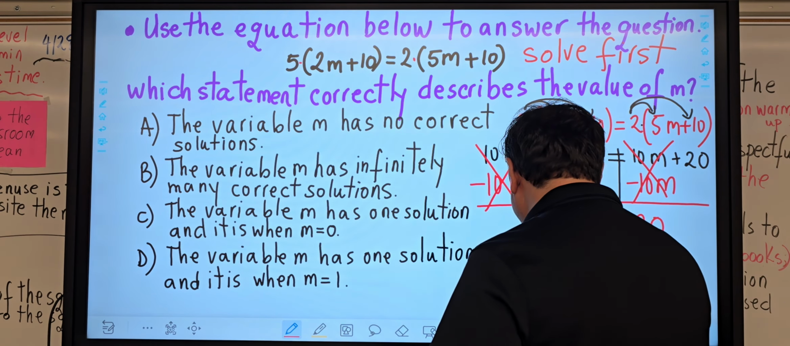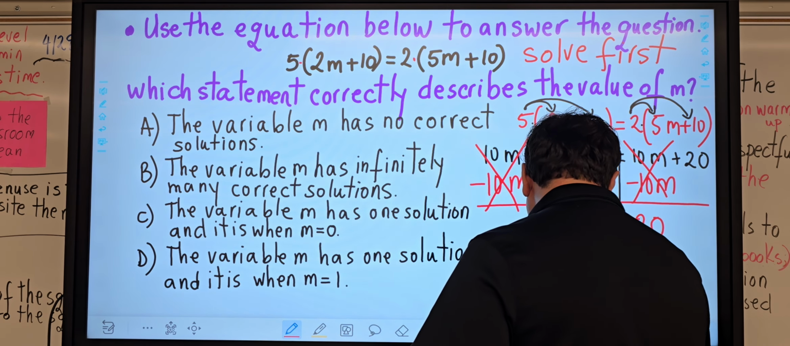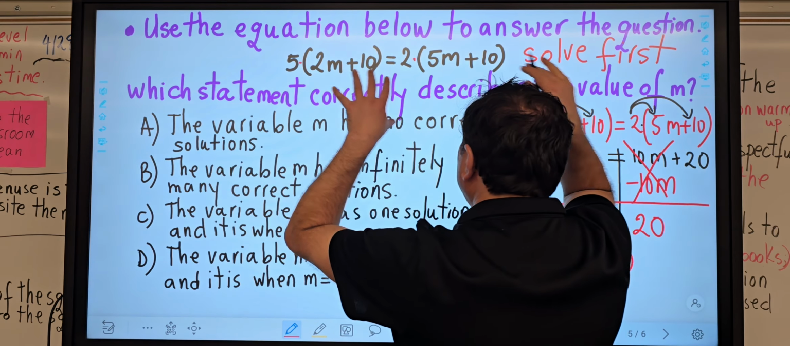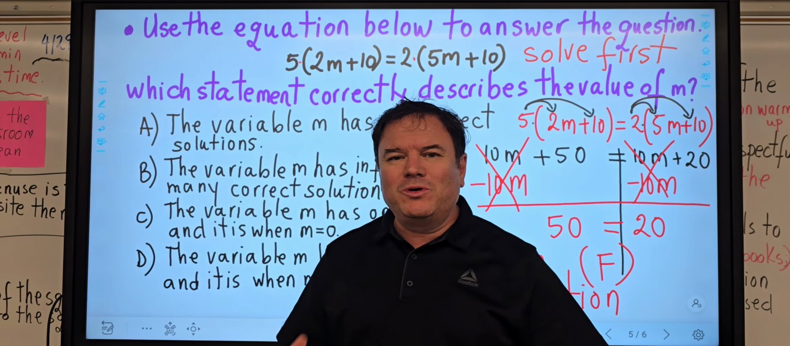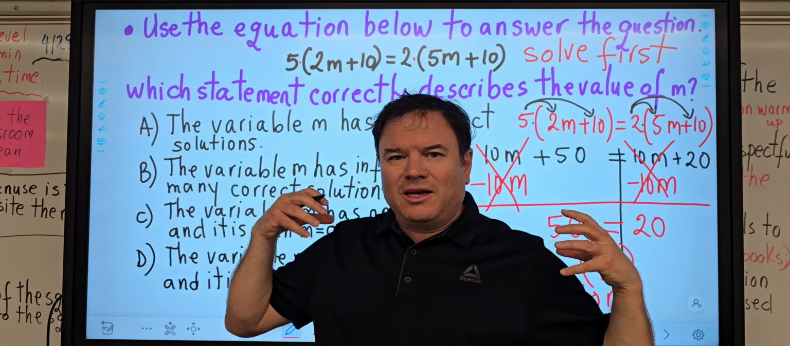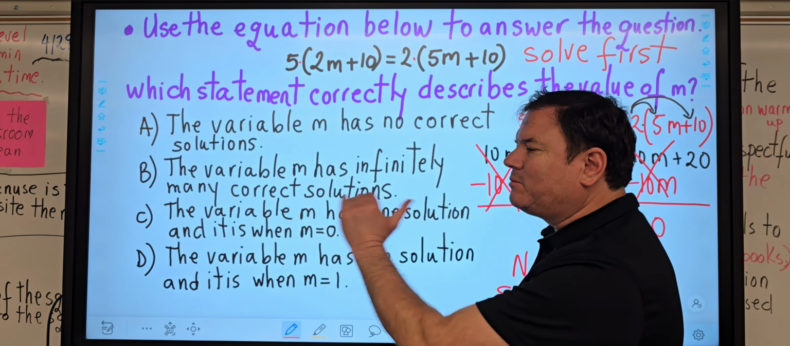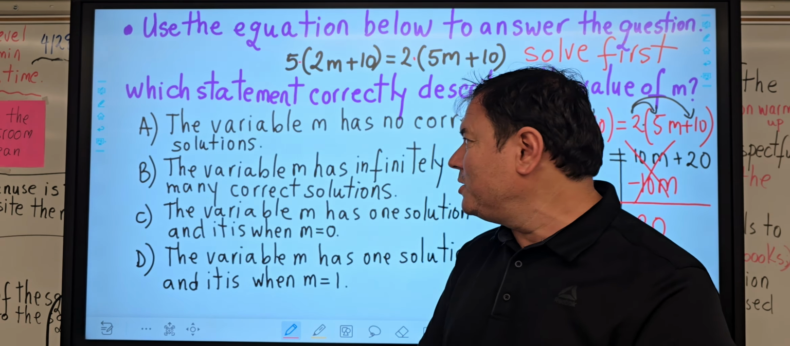Okay, so here we have no solution. So this equation has no solution. And we know that information. Now with that information in mind, let's read all the answers and find out which of these multiple choice answers is telling us that there is no solution.